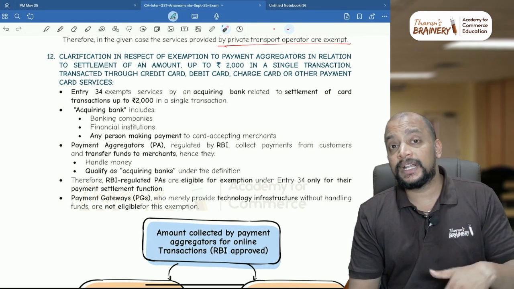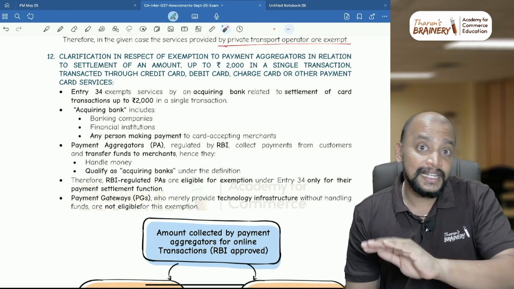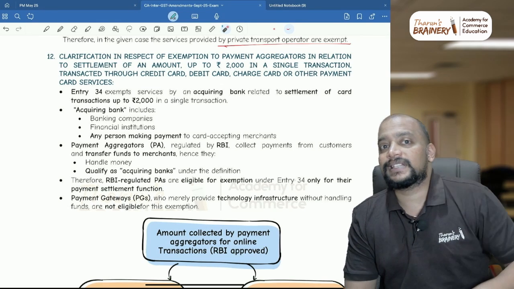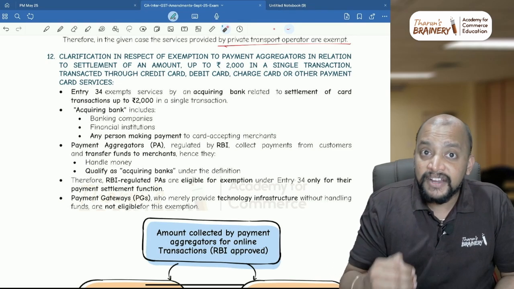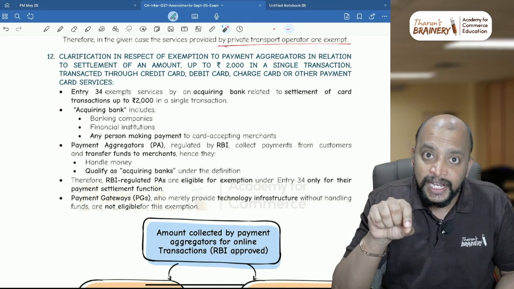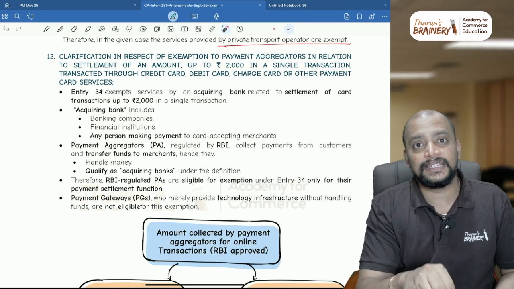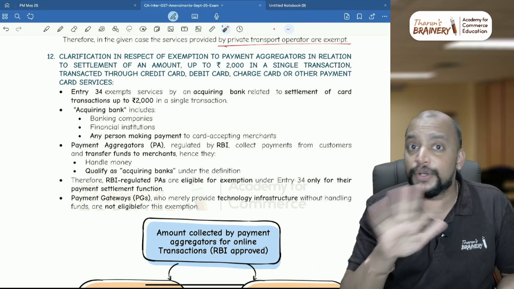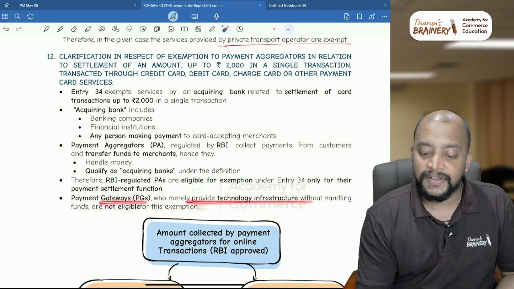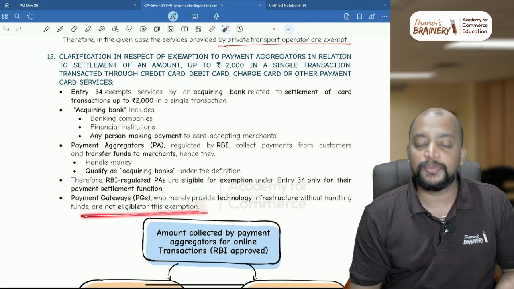And what about payment gateway charges? The earlier one is the payment settlement service, payment settlement charges. But a payment gateway charge is there. What is a payment gateway charge? They facilitate a browser, a web page, where you can enter your details and make the payment. That is called gateway charges. For payment gateway charges, we don't have any exemption. That will be taxable. Payment gateways who merely provide technology infrastructure without handling funds are not eligible for this exemption.